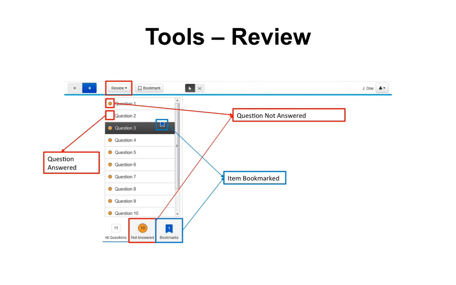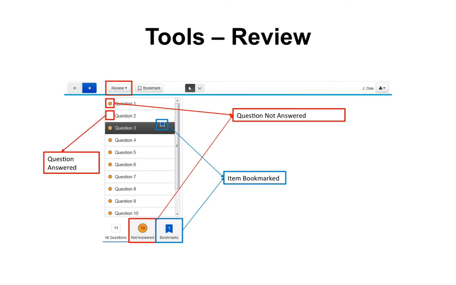At the bottom of the list of questions are 3 symbols. The symbol on the left is labeled All Questions and shows the total number of questions in the test section. The middle symbol is labeled Not Answered and shows an orange dot that contains the number of questions in the section that have not yet been answered by the student. The symbol on the right is labeled Bookmarks and shows a blue ribbon that contains the number of questions the student has bookmarked in the test section.